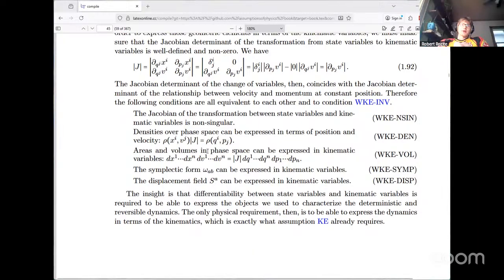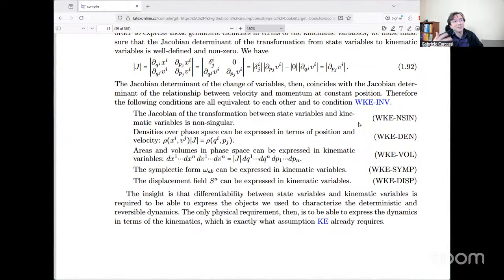What does the W stand for in WKE? Sorry, WKE. This is going to be weak kinematic equivalence. And you will see later that there is a stronger form in which the transformation not only is invertible but it's linear. And then we're going to see and argue that that actually is the real way to take this assumption.